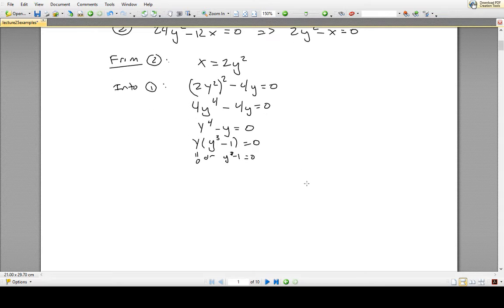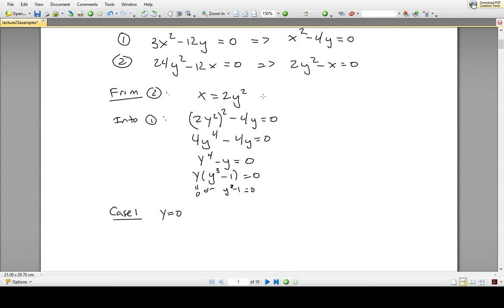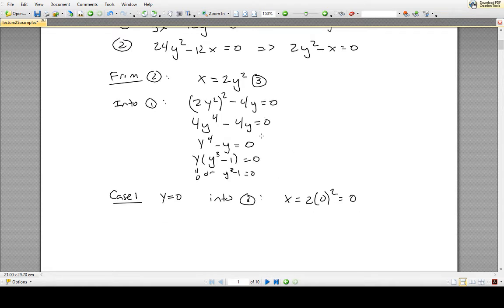Okay, so case 1. Let's assume that y is equal to 0. If y is equal to 0, then we can go back up and plug that into equation 3, and we end up with x is equal to 2 times 0 squared, which is 0. So if we let y be 0, the result is x equals 0, and so one critical point is 0, 0.